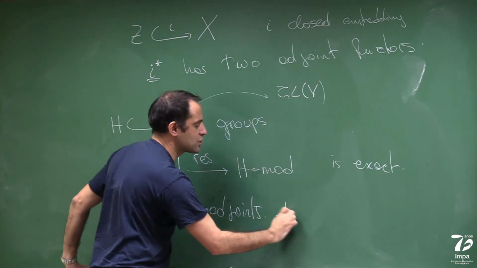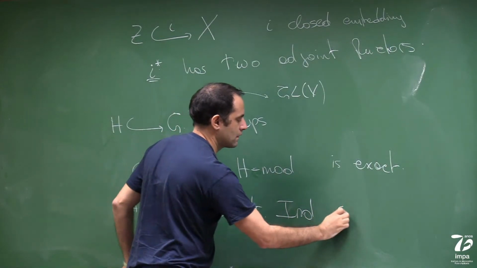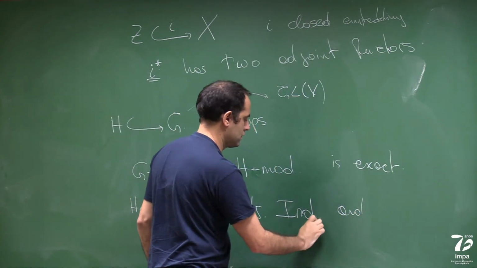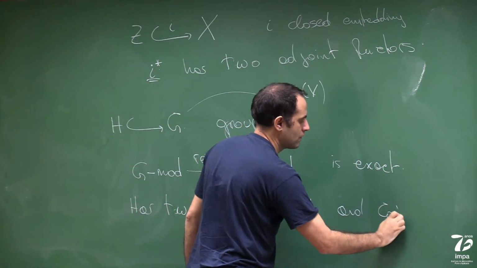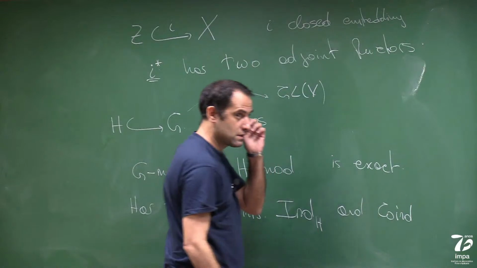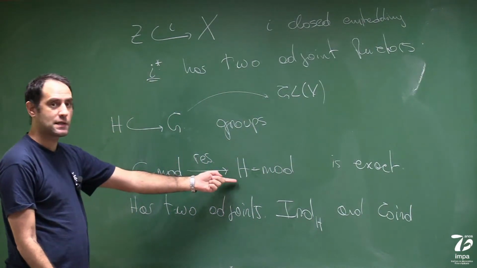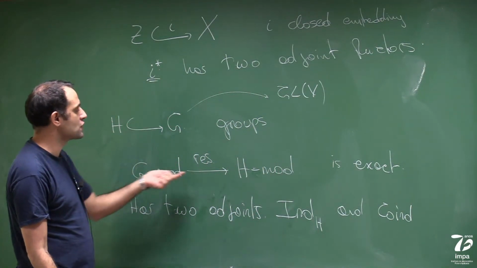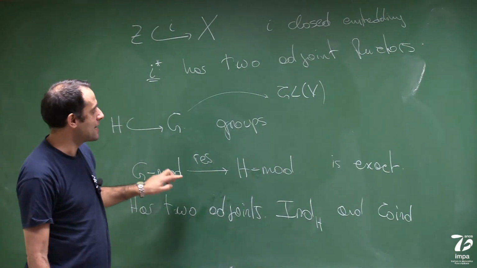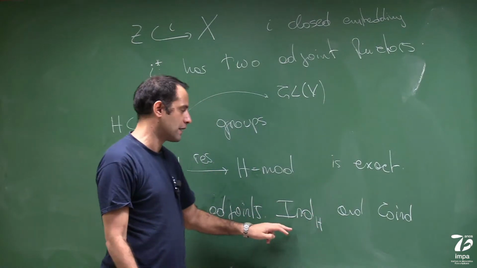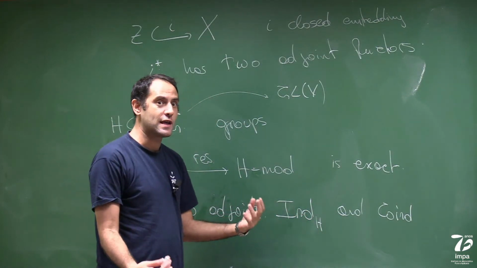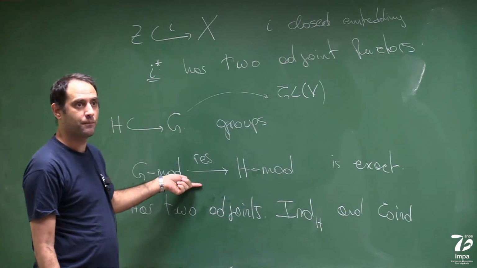I call them induction and co-induction. So from H modules to G modules and co-induction. And remember, this was looking at tensor by something, by the ring of functions on G mod H, or taking functions into such a thing. So this was the construction of these two functors that I did. One is left adjoint, the other one is right adjoint to this functor.